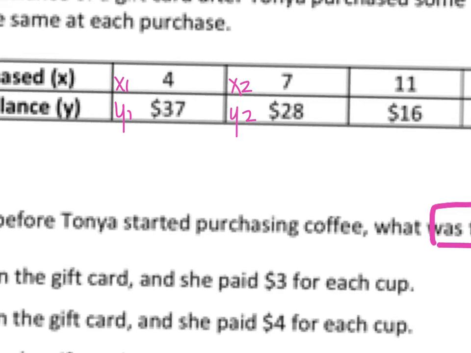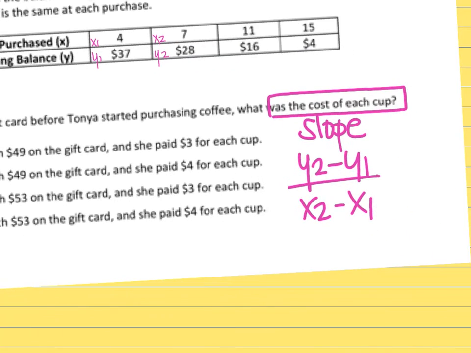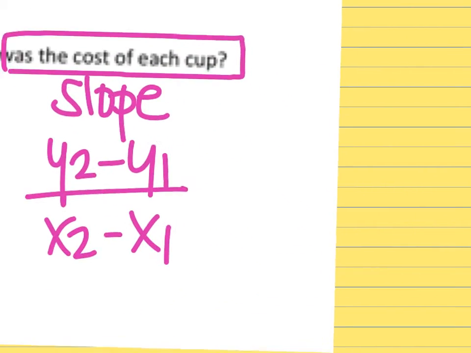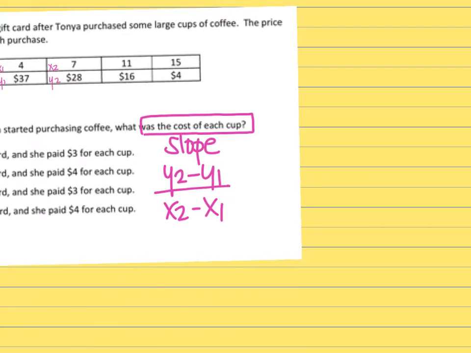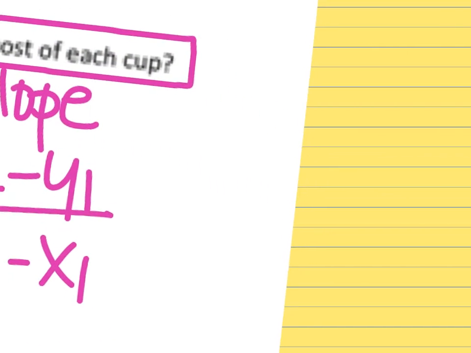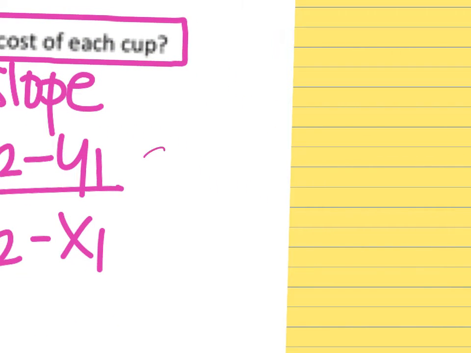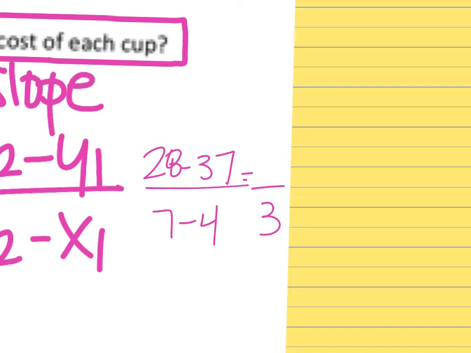So when I set this up, I'm going to take 28 minus 37 and 7 minus 4. Let's just double check it one more time. 28 minus 37, and then 7 minus 4. So 7 minus 4 is 3, and that's positive. 28 minus 37 is negative 9. Then if I simplify that, it means negative 3.